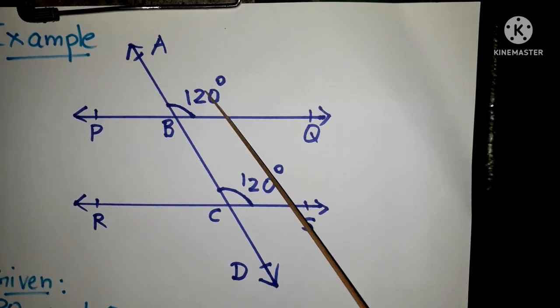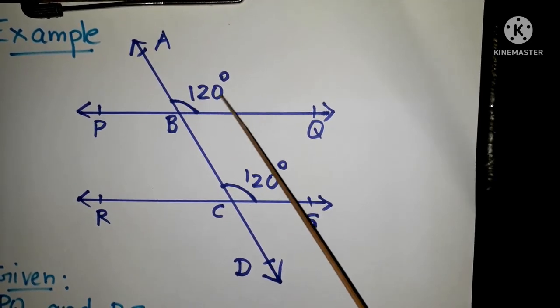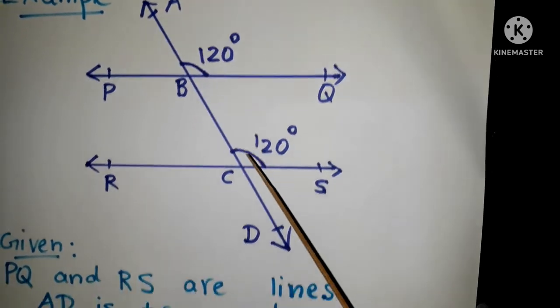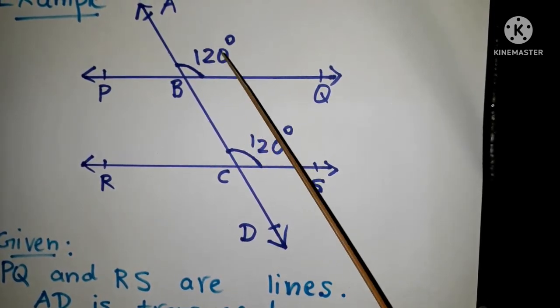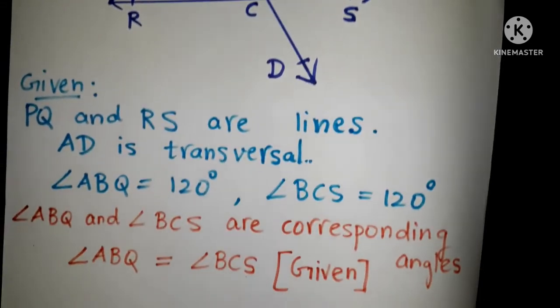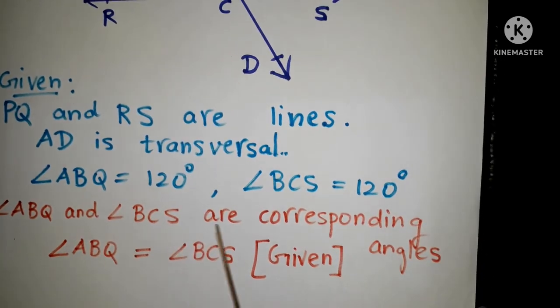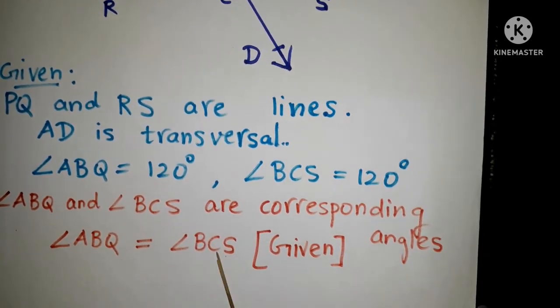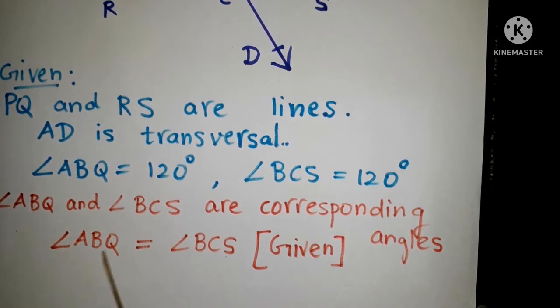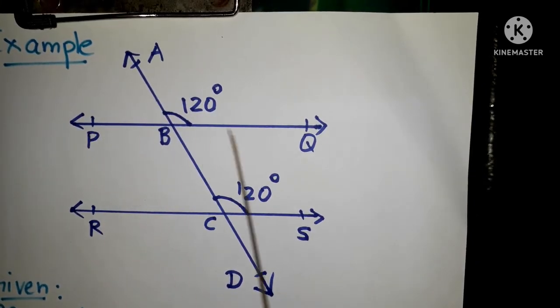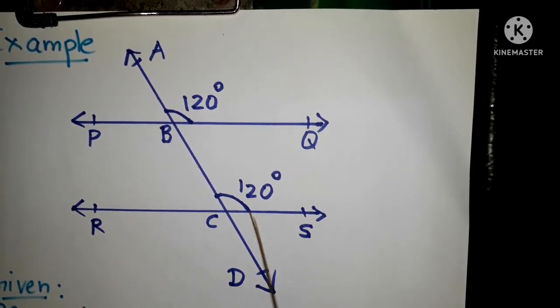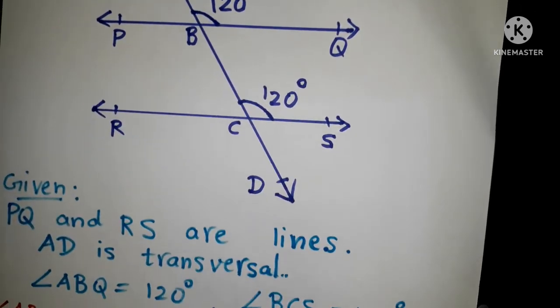It is given that these two angles are equal. This angle is 120 degrees, this angle is also 120 degrees. Both angles are corresponding angles and both are equal because both are equal to 120 degrees. Therefore, we can conclude that line PQ is parallel to line RS because of the axiom we just learned.